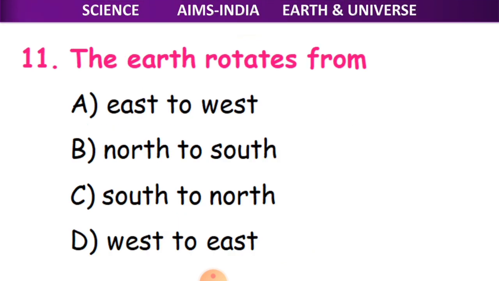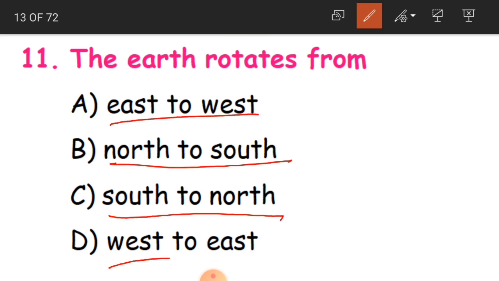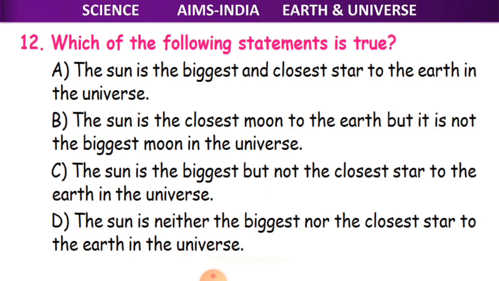11th one, the earth rotates from where? From east to west, north to south, south to north or west to east. And the earth rotates from D option, children, west to east.